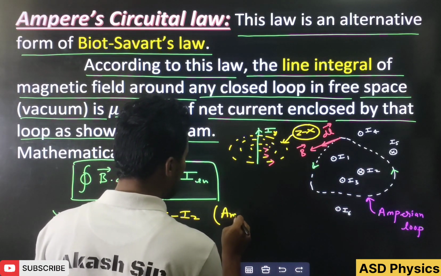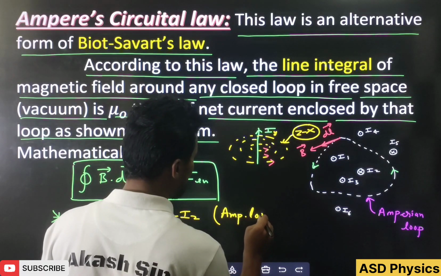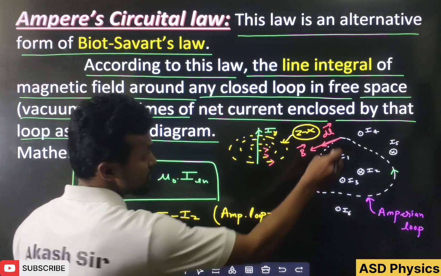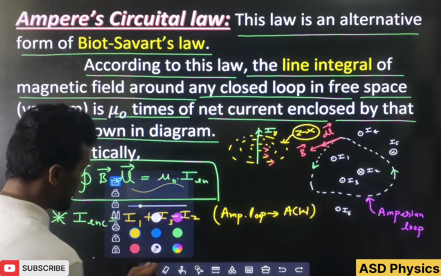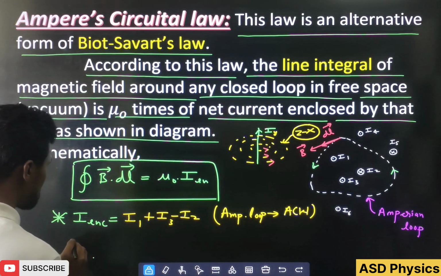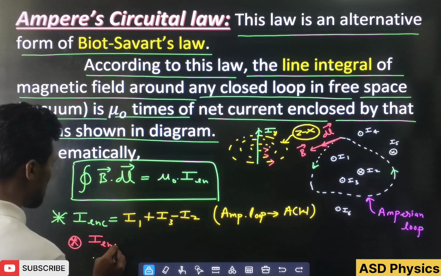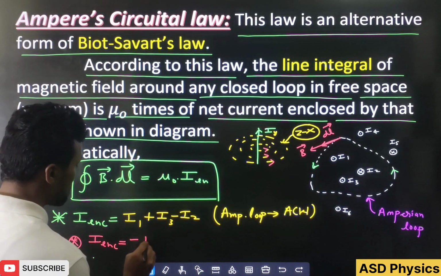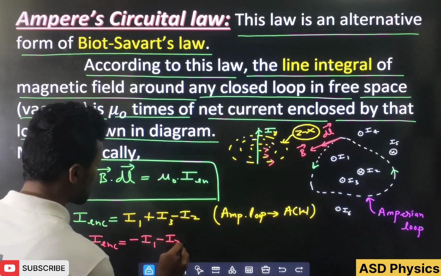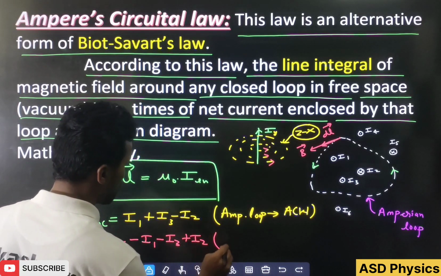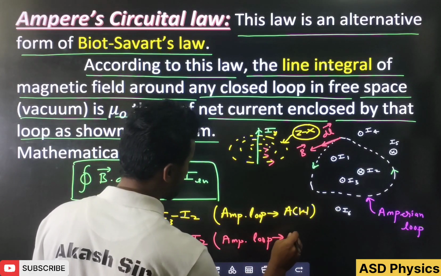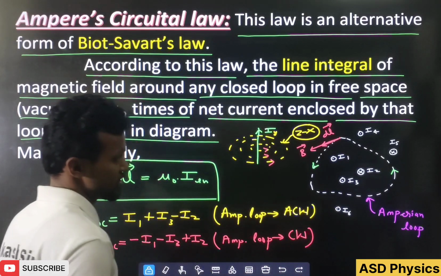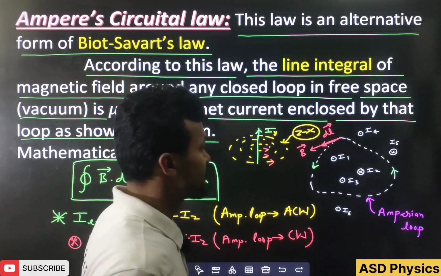When my Amperian loop is in which direction? Anti-clockwise direction here. Again I'm telling you, this is enough, but if in case we want to learn in much more basic terms, here this I enclosed current, I can write, see, minus I1, minus I3, plus I2, when this Amperian loop is in reverse direction, clockwise direction. Now that means all the roles will be interchanged here.